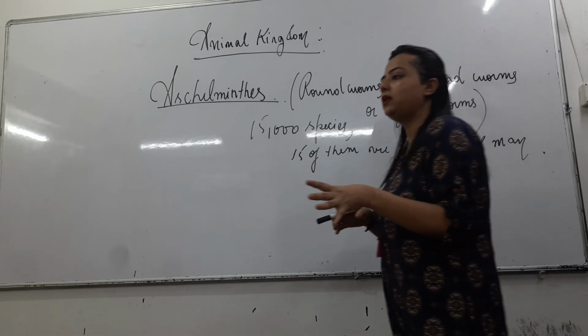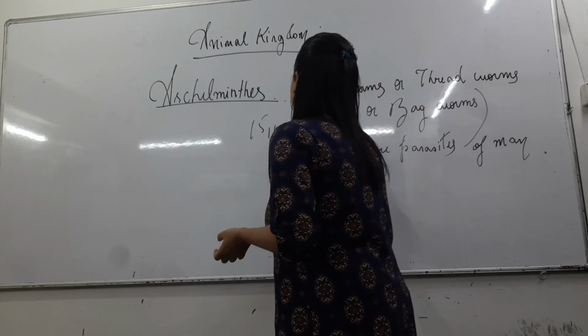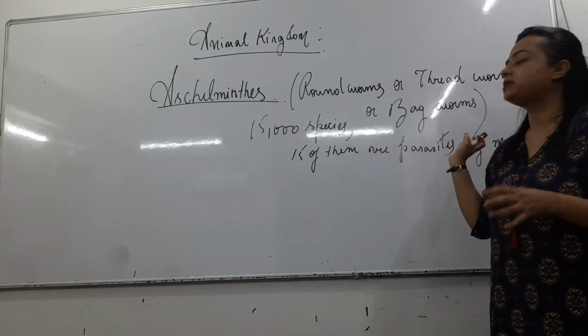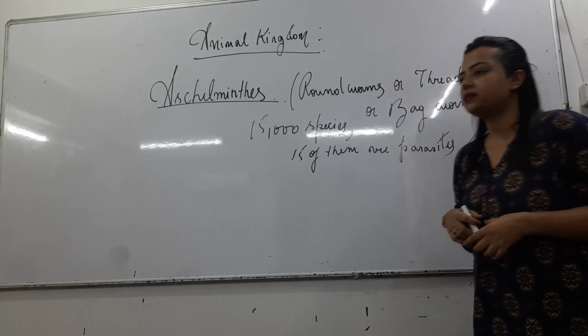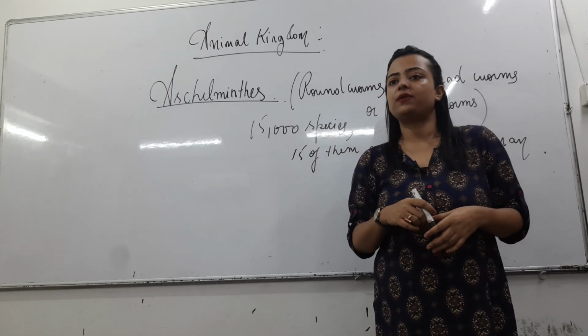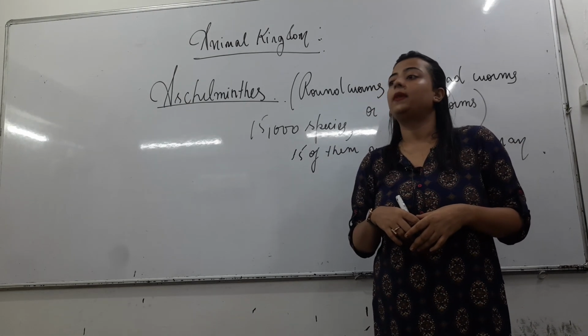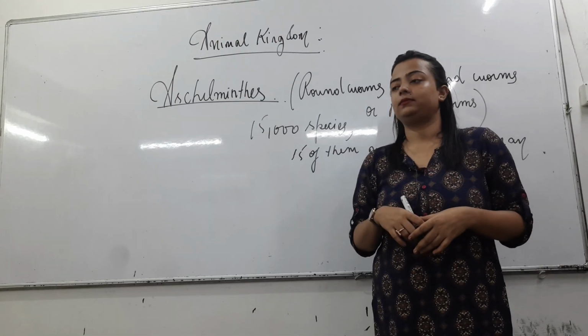This phylum has almost 15,000 species, and among these 15,000 species, 15 of them are parasites of man. You know what parasites are, right? What are parasites? Of men. What does men mean?